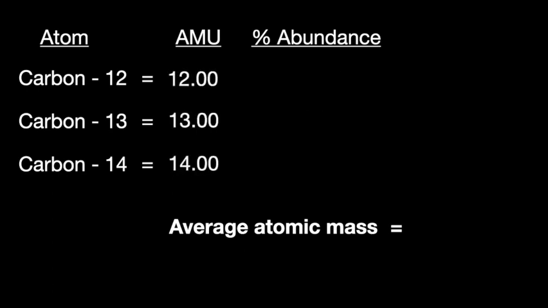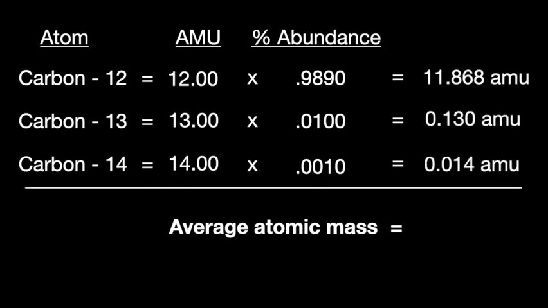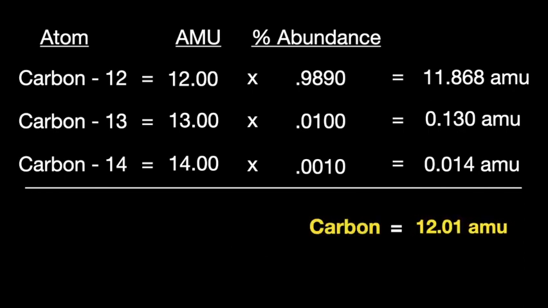We then take the atomic mass of each type of carbon atom and multiply it by the abundance of that type of carbon atom, which gives us the contribution of each type of carbon atom to the overall average atomic mass, which comes out to be 12.012 AMUs, rounded to 12.01 AMUs, which is the atomic mass for the element carbon.